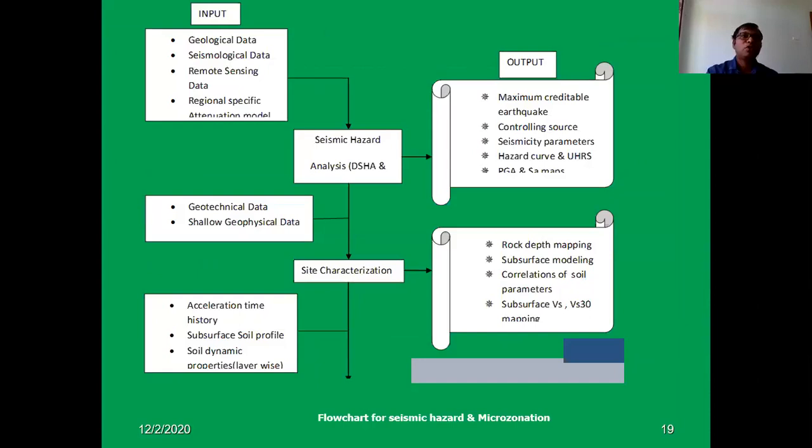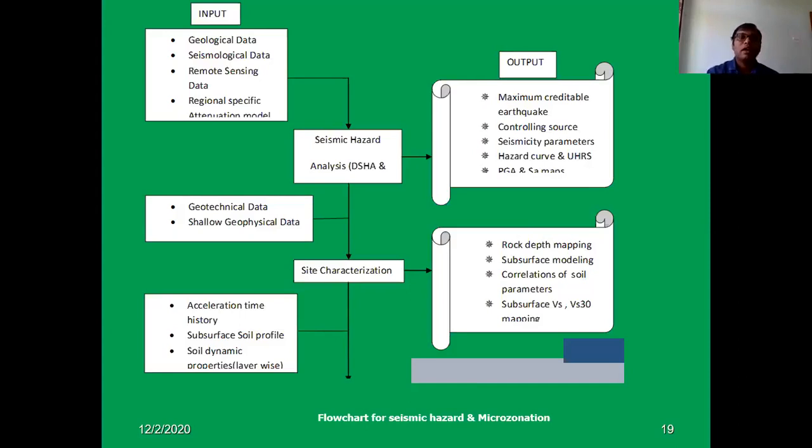First, before seismic hazard assessment, you have to collect the geological data and seismological data, meaning events, remote sensing, and mapping such as a geographical map boundary. You also have to collect the attenuation model and mainly the earthquake events for your study area. Then you can do the seismic hazard study using standard methods, called deterministic seismic hazard analysis and probabilistic seismic hazard analysis. We use both methods, but each has advantages as well as disadvantages. DSHA, or deterministic seismic hazard analysis, does not talk about the uncertainties.